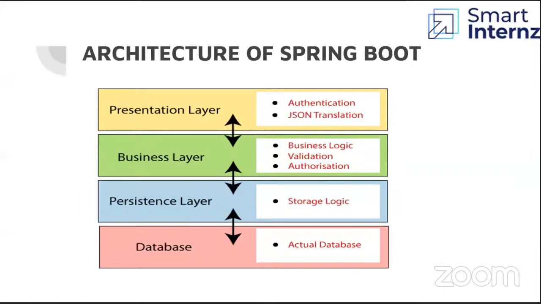So let me just give a recap of all this. The presentation layer deals with the front end part. The business layer handles the business logic. The persistence layer contains the storage logic. What do we mean by storage logic? It translates the business objects to database rows. And finally, we have the database. In the database, you can create, retrieve, update, and delete data, right? So that's what we mean by the architecture of Spring Boot.